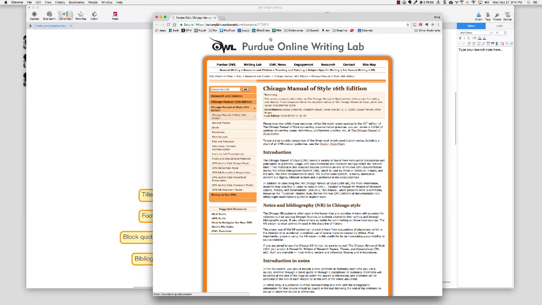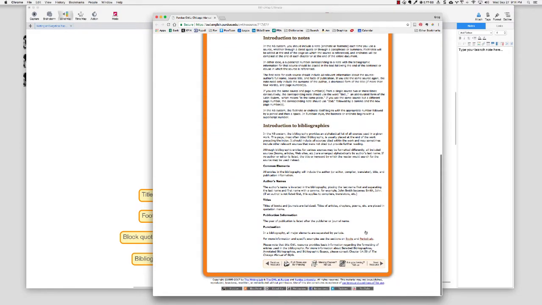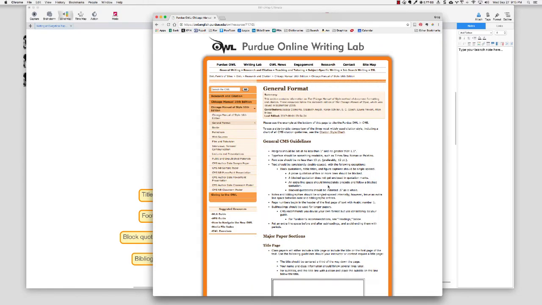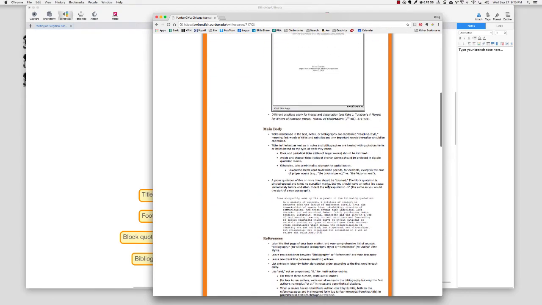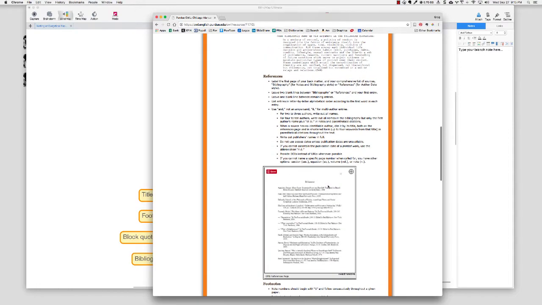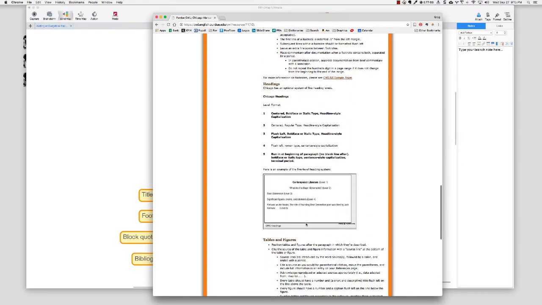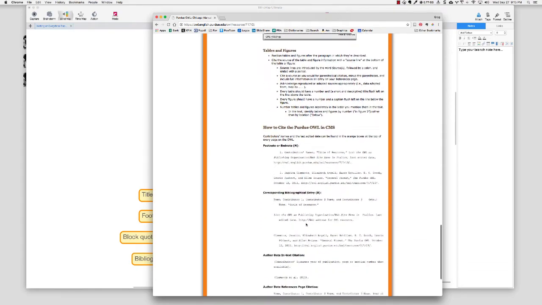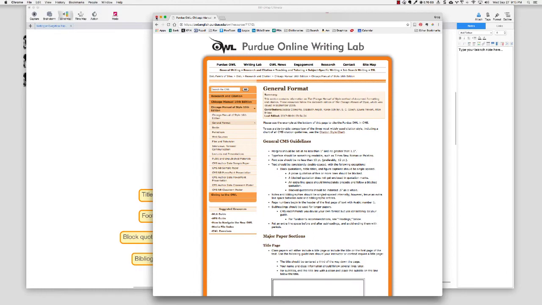So you can save a link to this website because it's very helpful. It has all the information about Turabian that you could possibly want or need. It has example pages, how to format them, how to cite references, specific examples of reference citing, etc. Right here you get into the reference citing. So this is a very helpful tool.